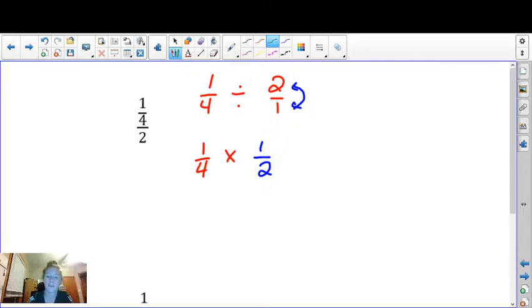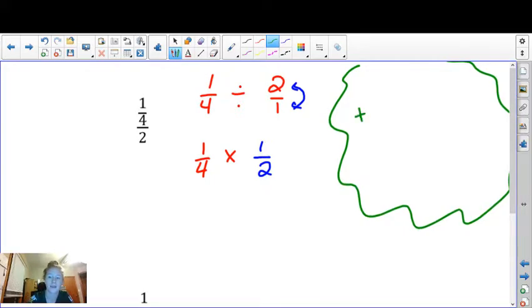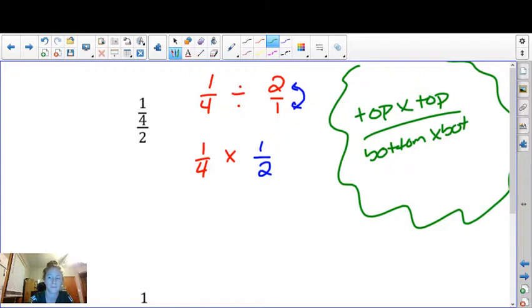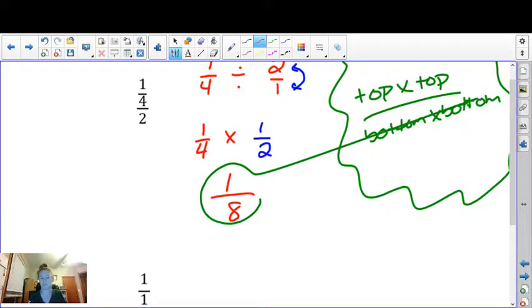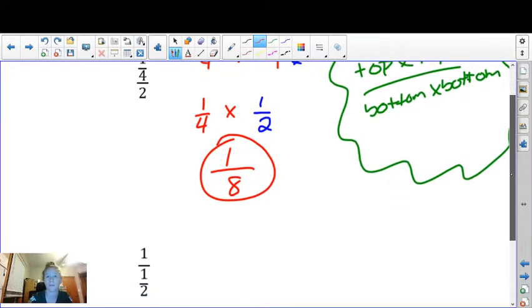And then I multiply fractions, and some of us forget what that looks like, so bubble over here. That's top times top over bottom times bottom. So 1 times 1 is 1, and 4 times 2 is 8. So my answer, okay, thanks, computer, my answer is 1 over 8.